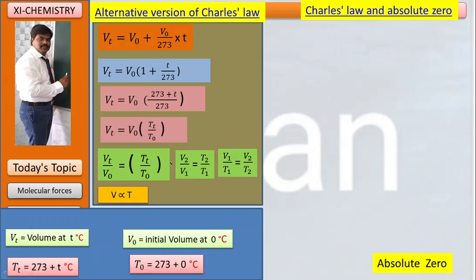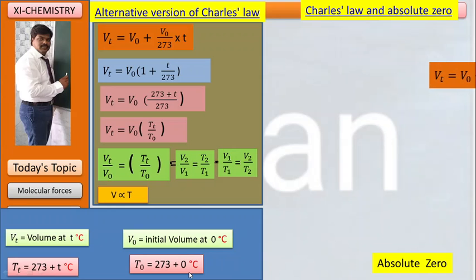That is the reason I have given the same equation in 3 different methods. V1 by T1 is equal to V2 by T2. So finally all these equations explain that V is proportional to T. Where Vt is equal to the volume at T degree centigrade, V0 means initial volume at 0 degree centigrade, Tt means 273 plus T degree centigrade, T0 means 273 plus 0 degree centigrade.